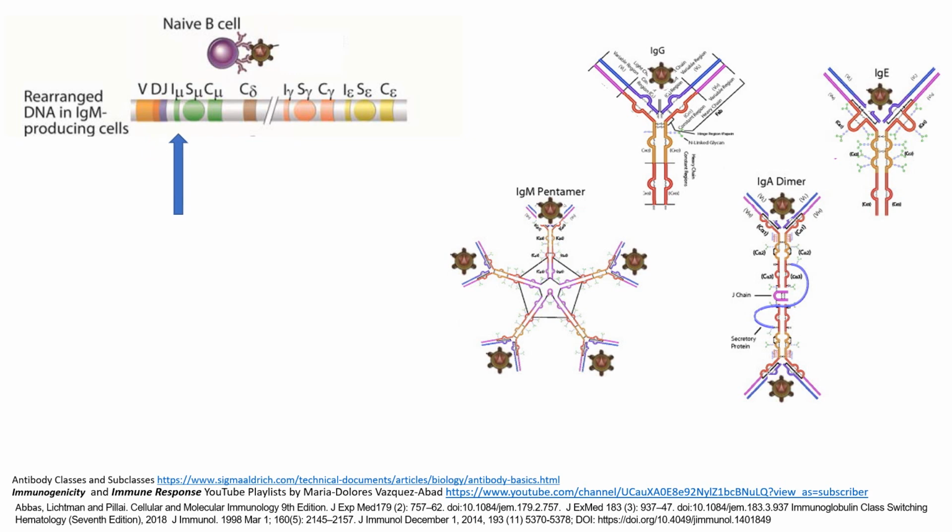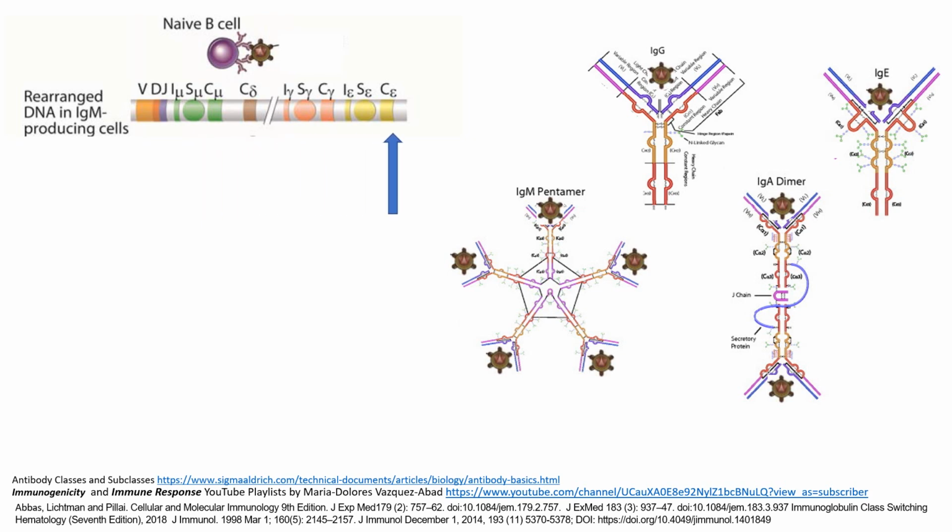But moving to the right, we have the different genes for the switching regions and the constant regions. The capital S identifies a switching gene, and the capital C identifies the constant region. The Greek letter mu identifies the IgM gene, so it's a switch for IgM, and the constant region for IgM. We have the delta for IgD, we have the gamma for IgG, and the epsilon for IgE, and then we have alpha for IgA, which is not shown in this particular cartoon.